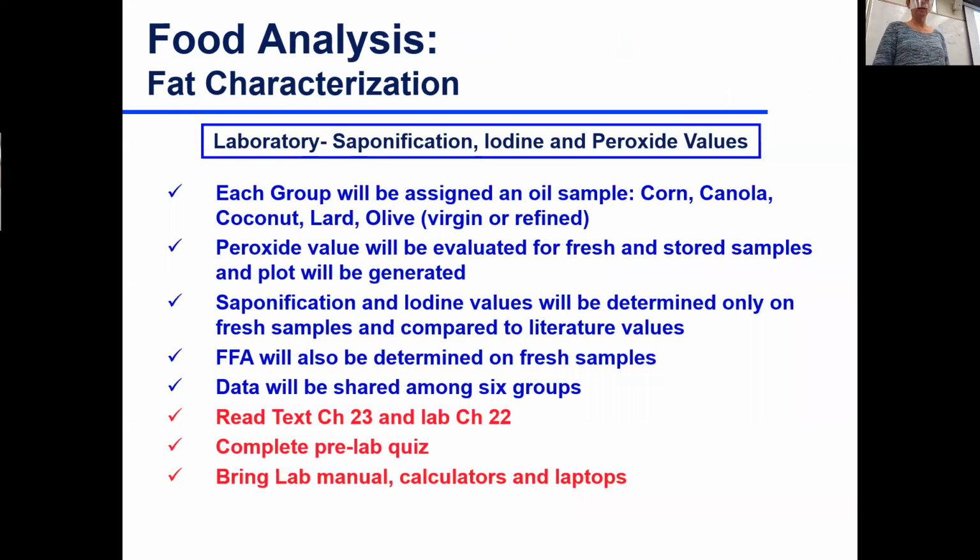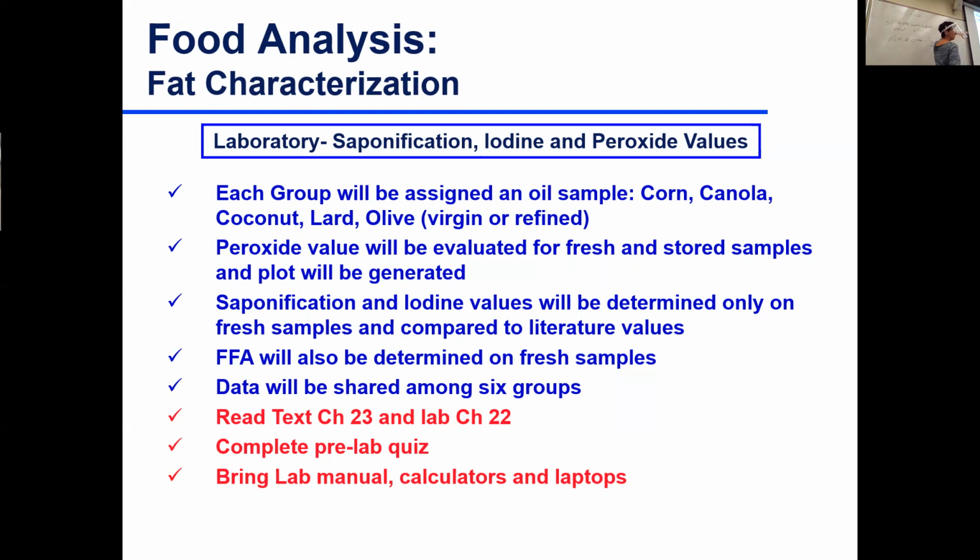So next week in lab, when you come back from Thanksgiving, we're going to bring you back to being groups of 5, your original group of 5, and then you will have corn, canola, coconut, lard, and olive oil, 2 types of olive oil: extra virgin olive oil that will have higher free fatty acids, and a refined version of the olive oil. We're going to determine peroxide value on fresh and stored samples, and you're going to plot something like that to see what happens.